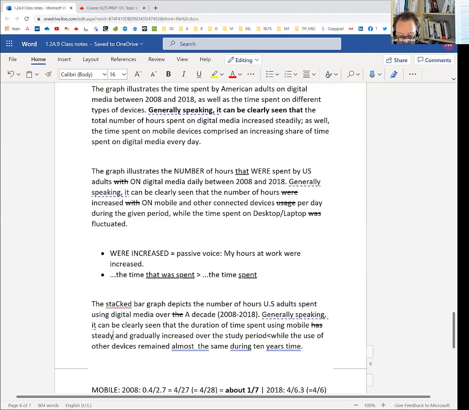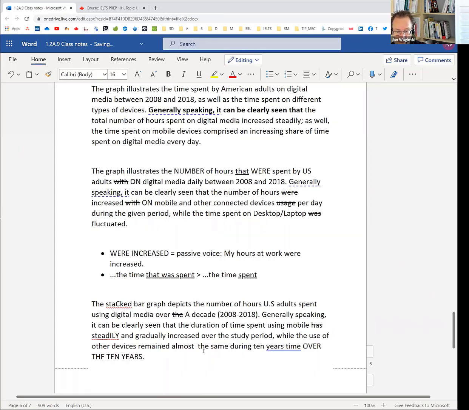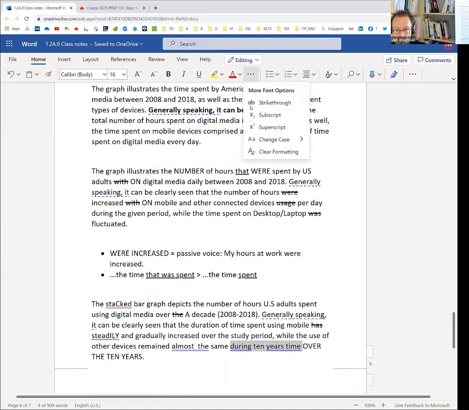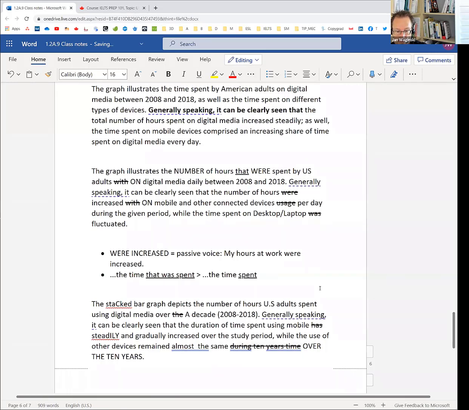Steadily, you need the adverb. You did it correctly with gradually, so we need to do it with steadily, and gradually increased over the study period, while the use of other devices remained almost the same during 10 years' time. I'm just going to change this to over the 10 years, because it's specific. Almost the same. Over the 10 years. Good. Duration of time spent using mobile.